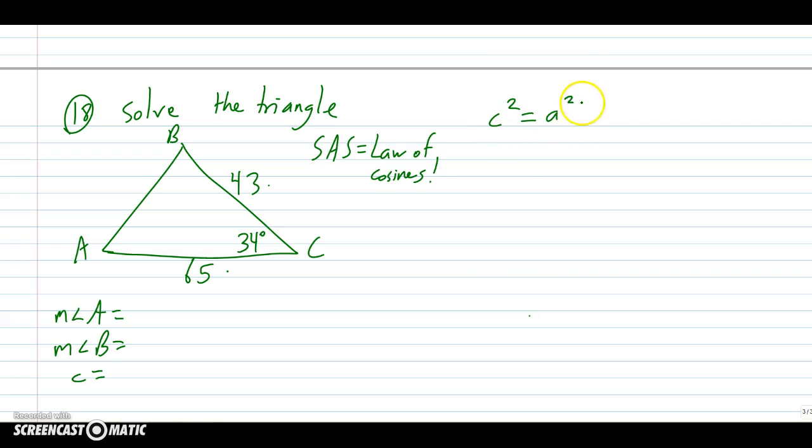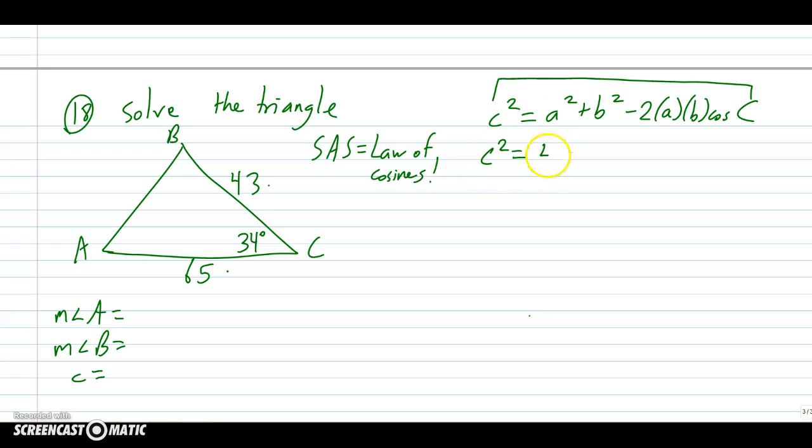C squared equals A squared plus B squared minus 2AB cosine C, right? Again, the side you're missing is across from the angle that you're taking the cosine of. Okay? So here we go. C squared equals the two sides that you do have: 43 squared plus 65 squared minus 2 times 43 times 65 times the cosine of the angle between them.